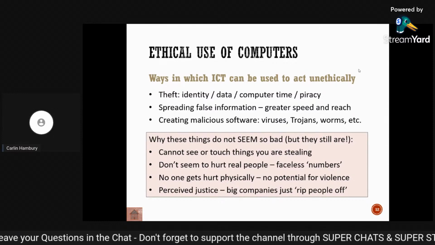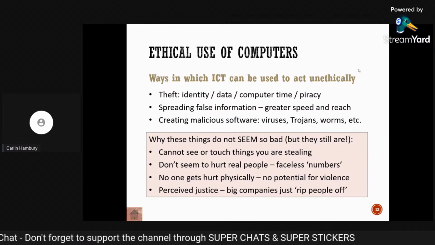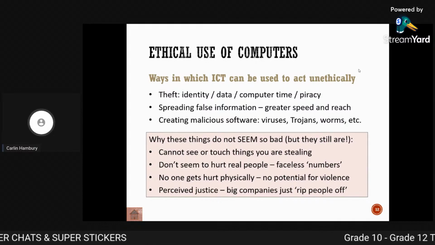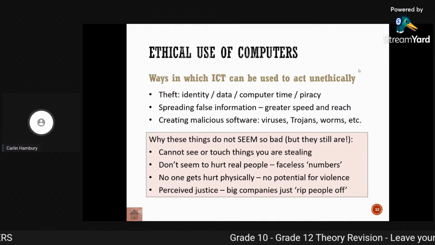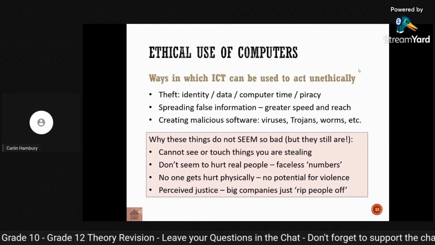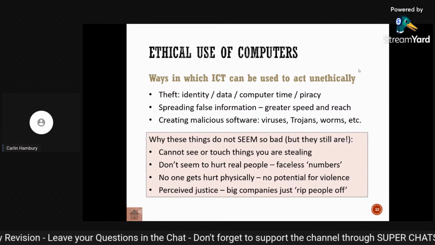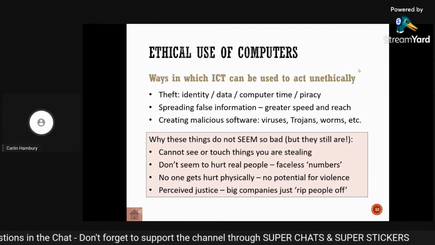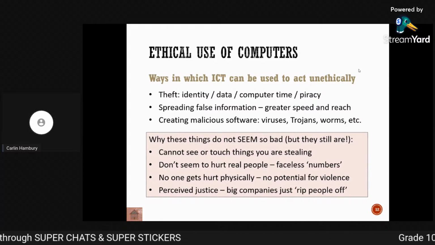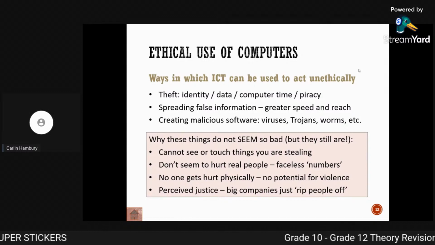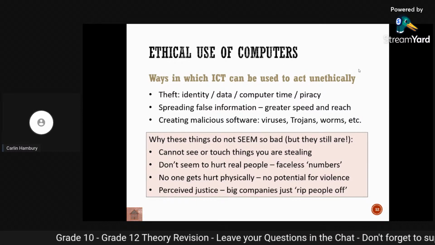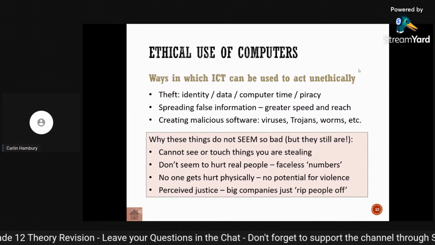Okay. There it mentions to us, well, you cannot see or touch things that you are stealing. But guys, when you steal somebody's identity, you can cause a massive amount of problems for that particular individual. People have had their identity stolen and then found that they are married to somebody else further down the line. Spreading false information, I mean, that can just damage people's reputation and their lives depending on what you are actually spreading. And then we know the effects of viruses and worms. They can damage computer systems, and actually damage the data that's on them. Okay, so yes, nobody physically gets hurt, but there are different ways in which you can hurt people without even physically touching them.